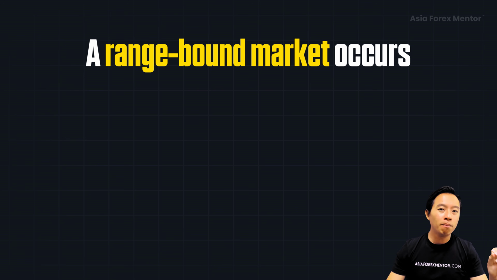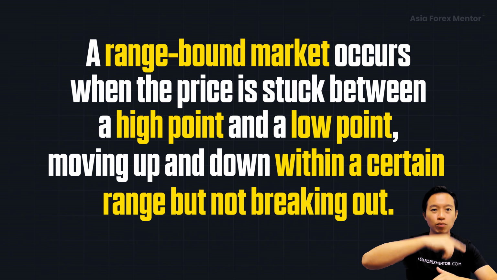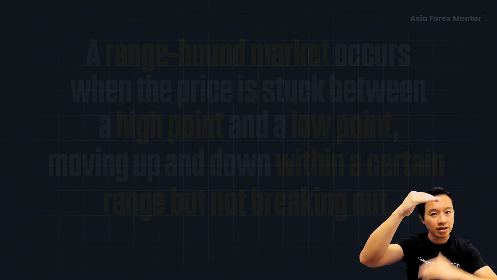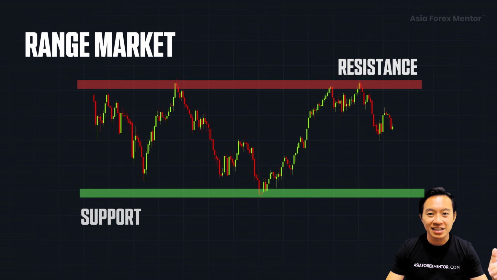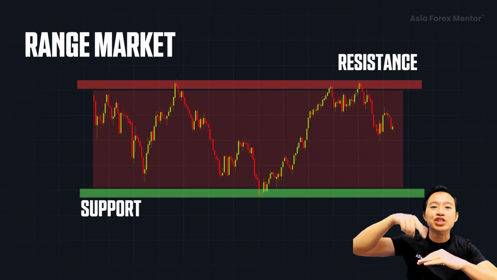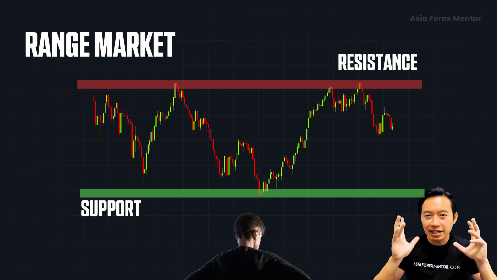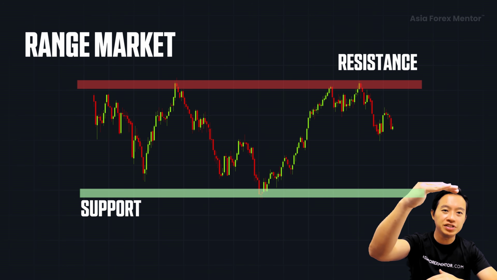So a range-bound market occurs when price is stuck between what? A high point and a low point. So it's moving up and down within a certain range, but not breaking out yet. The market isn't just randomly bouncing between the support and resistance level. It is building pressure. It is like a coil spring that is getting ready. Most traders think, okay, it's as simple as what? Buy at the support and sell at the resistance, right?